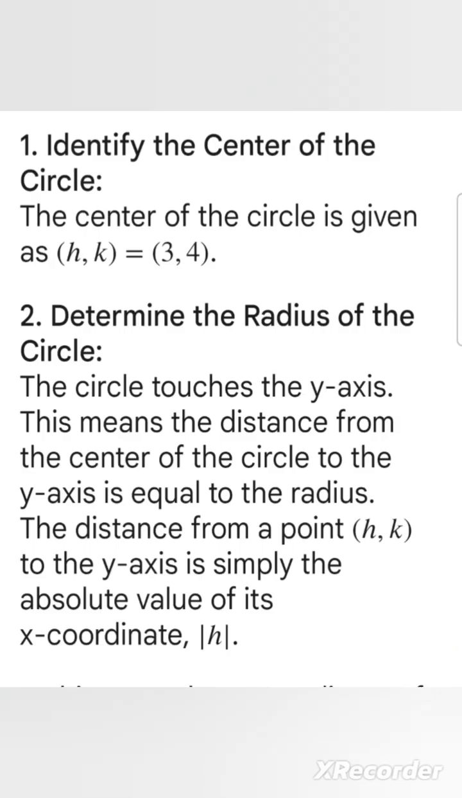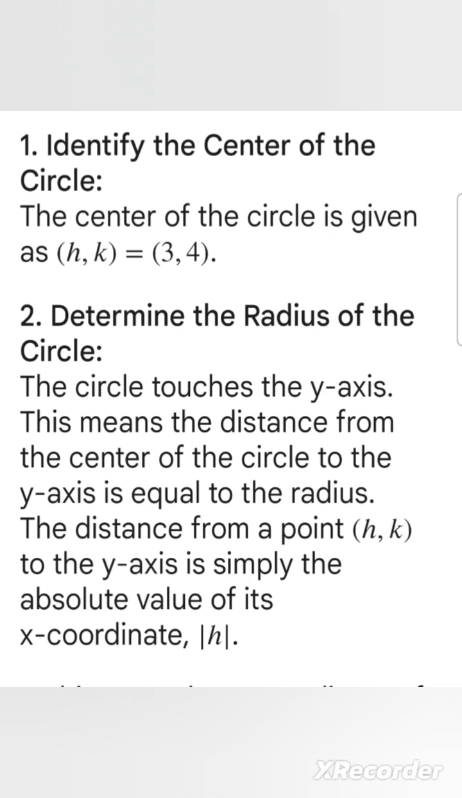In sum number 8.2, we need to find the equation of the circle whose center is at (3, 4) and touches the y-axis. We have done the theory of this category of circles equation before.